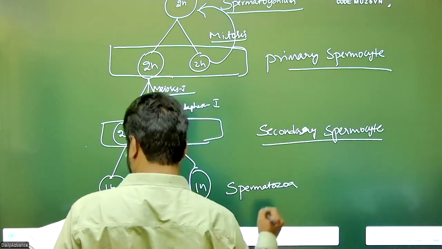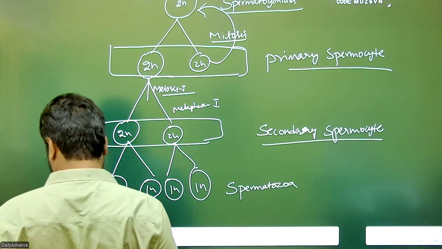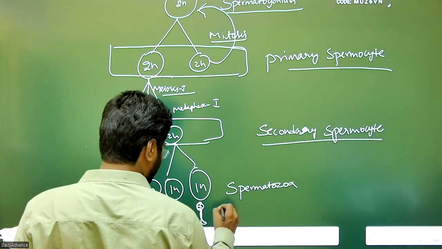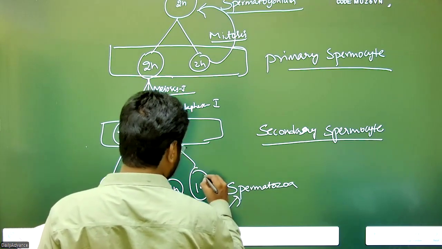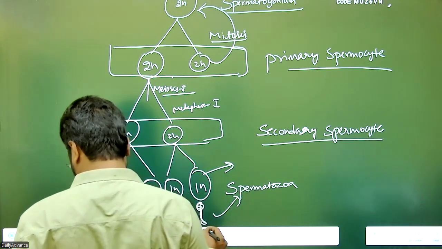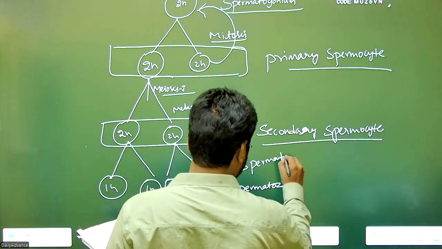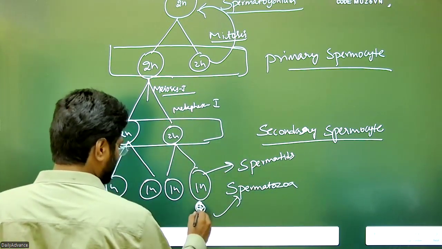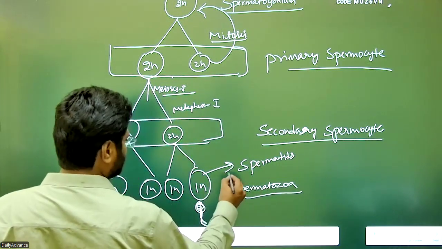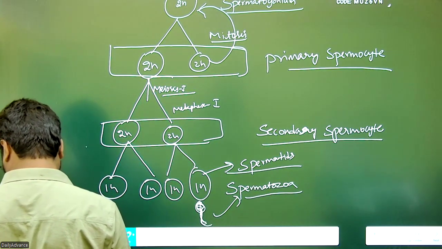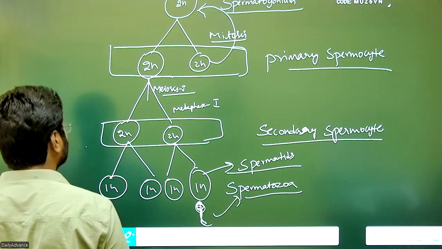These acquire a tail and everything; this we call a spermatozoa. These four daughter cells we call spermatids. After acquiring the tail we call them spermatozoa. Before acquiring the tail, we call them spermatids. So this is all about spermatogenesis in male.